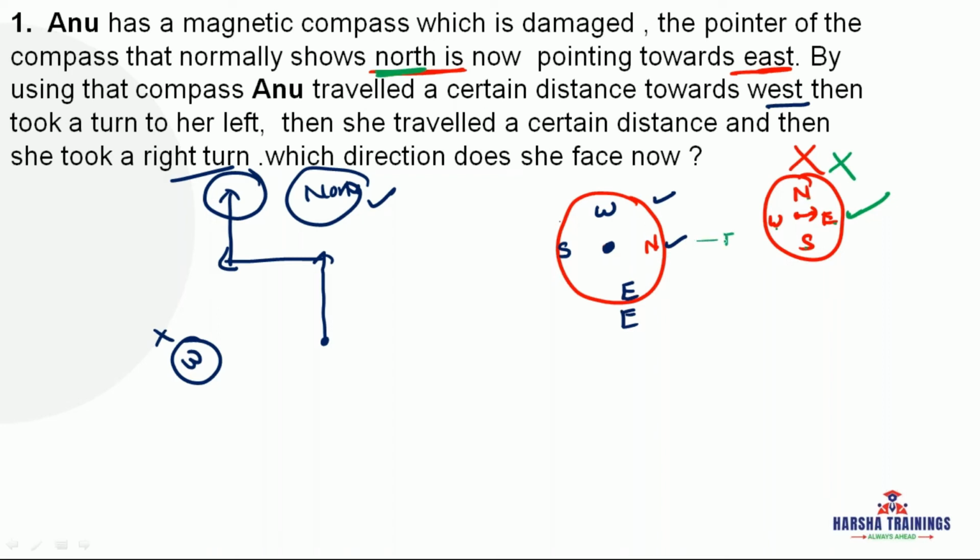So exactly this is the east side, but north is now pointing towards east side. North's right hand side is east side. North opposite is south side, and east opposite is west side. So Anu using this compass traveled some distance. Anu traveled certain distance towards west side. Towards west side means moving upside, and turn to left. Left means moving south side some distance. Again turn to right side. Right side means moving west side. Now which direction is she facing?